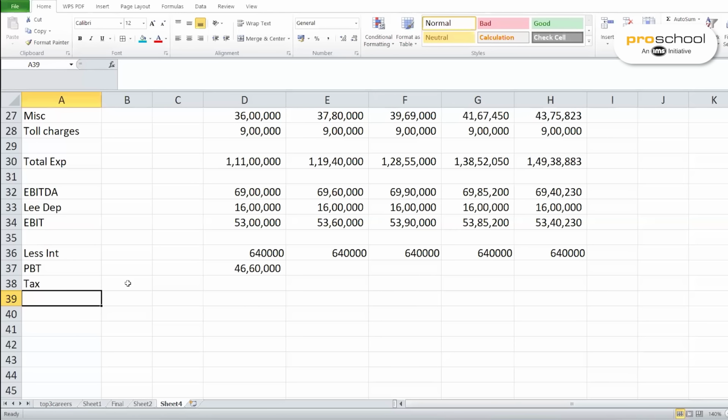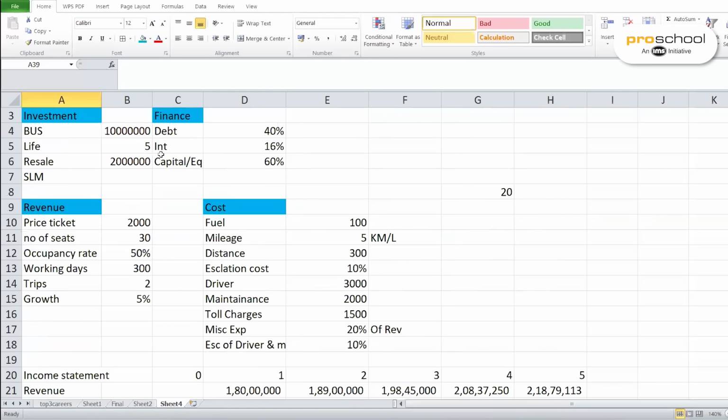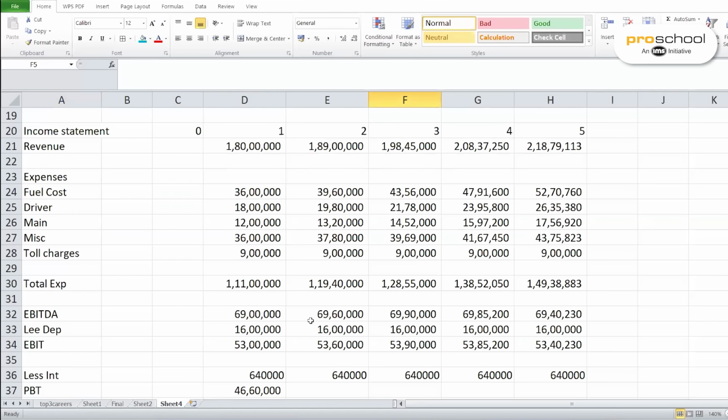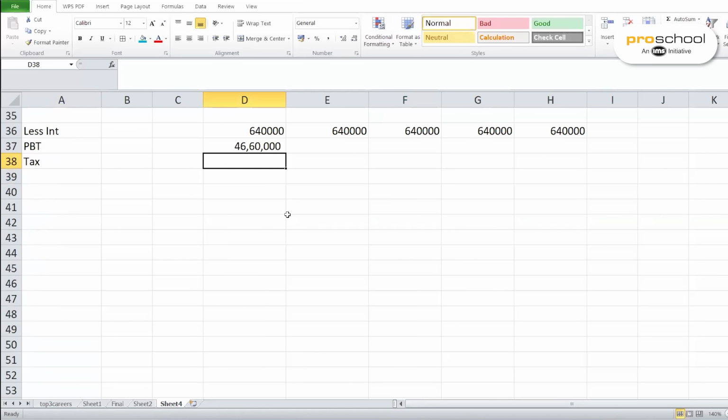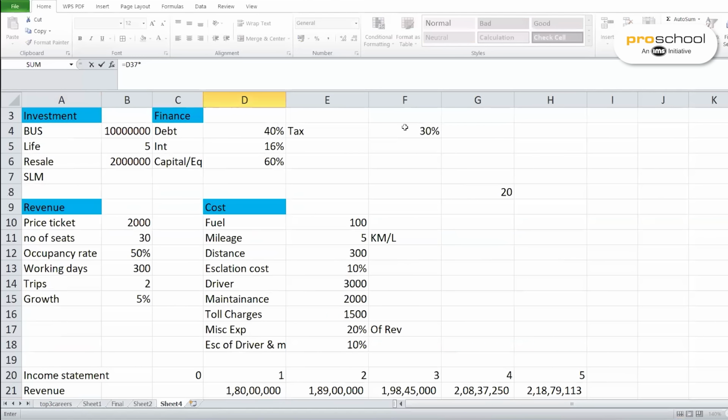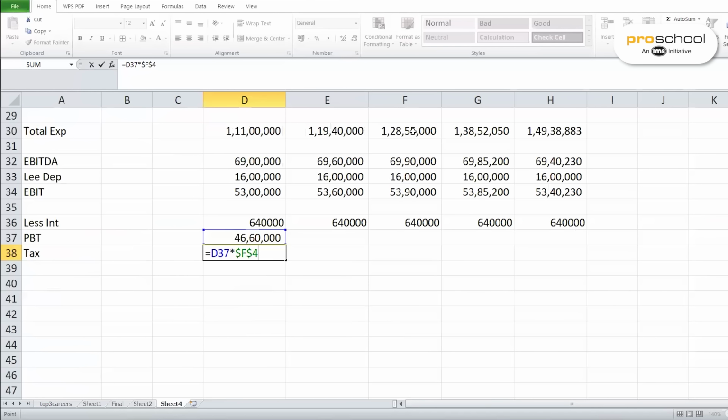And now comes the tax, the most important aspect. How can I forget the tax which the government levies on us? Okay, we have not taken any assumption for our tax. So going by the current scenario, let us take tax at 30%. So my tax will be equal to my profit into the 30% part. Now this 30% will remain the same year after year. So I will freeze it.